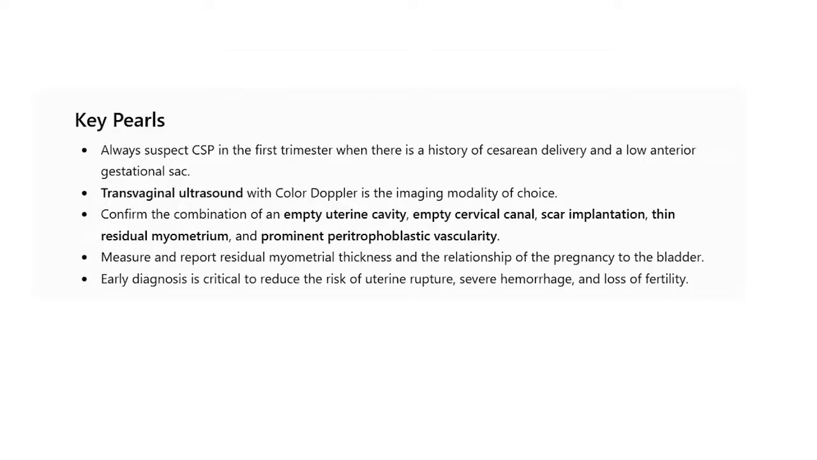So the key cues in this presentation: always suspect a cesarean scar ectopic pregnancy in the first trimester when there is a history of cesarean delivery and a low anterior gestational sac. Transvaginal ultrasound with color Doppler is the imaging modality of choice. Confirm the combination of empty uterine cavity, empty cervical canal, scar implantation, thin residual myometrium, and prominent peritrophoblastic vascularity. Measure and report residual myometrial thickness and the relationship of the pregnancy to the bladder. Early diagnosis is critical to reduce the risk of uterine rupture, severe hemorrhage, and loss of fertility.